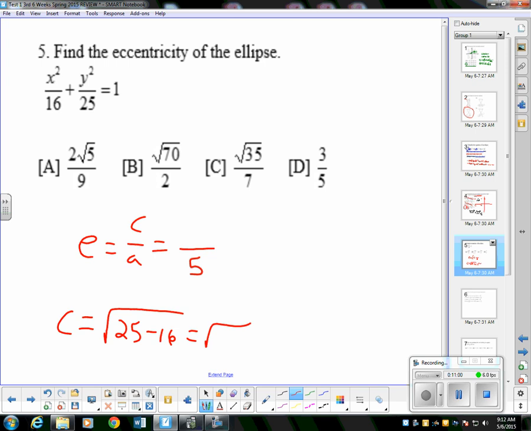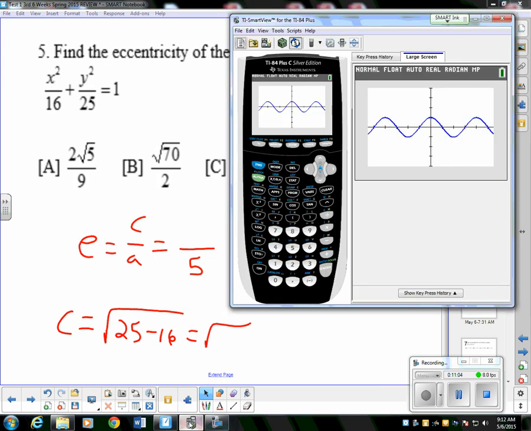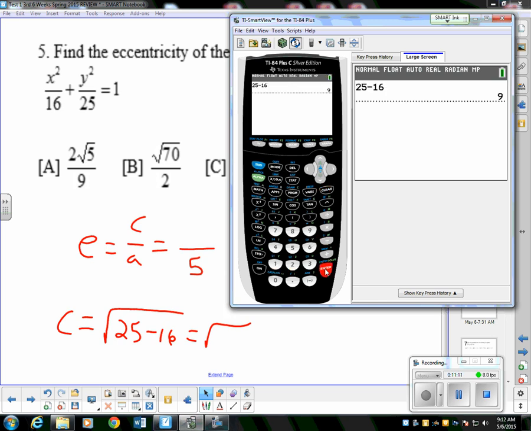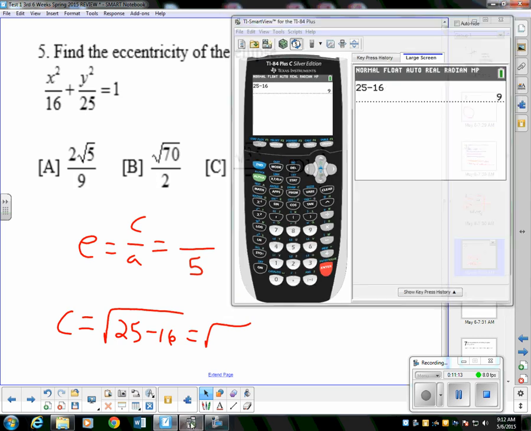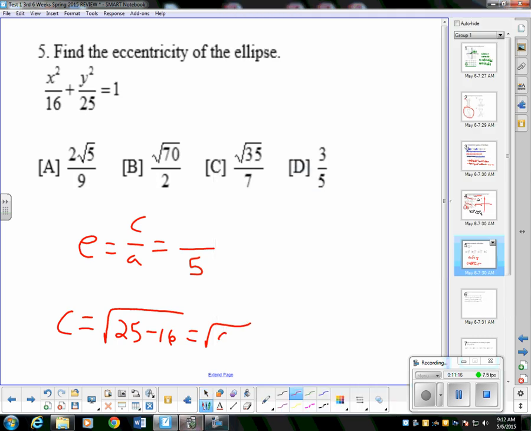So if I take 25 minus 16, and I'm going to do this because some people say, I don't know what that is. So I have a calculator for you, and I'm going to do 25 minus 16, and that equals 9. See, just showing you that you can always do this in the calculator. So it's the square root of 9, right? So I'm going to put the square root of 9 over 5, and, well, that doesn't match anything. That's because the square root of 9 reduces down to 3.